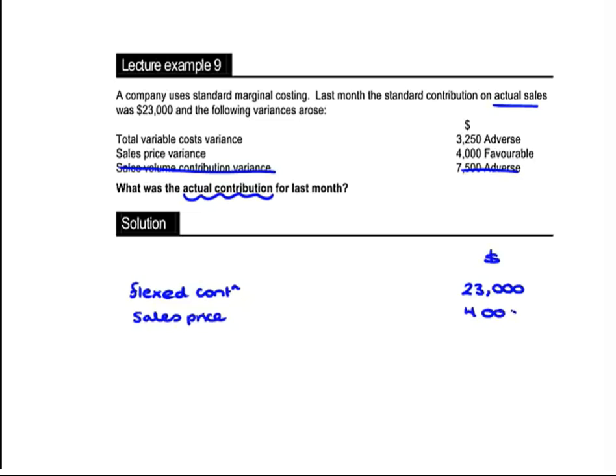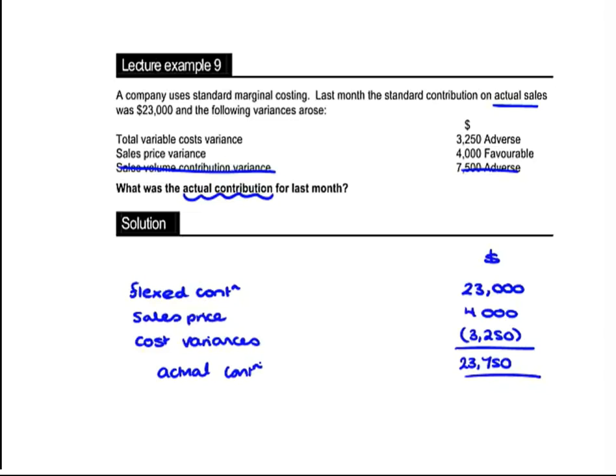So that's going to increase the level of profits. And then we've got the cost variances. And the total cost variances are adverse, so we need to take that off. So that's going to give us actual contribution of 23,750. So the key here is knowing that the standard contribution on actual sales already includes the sales volume contribution variance.